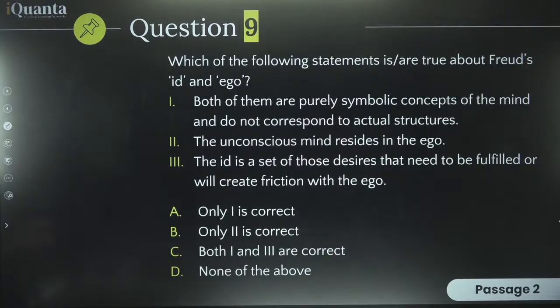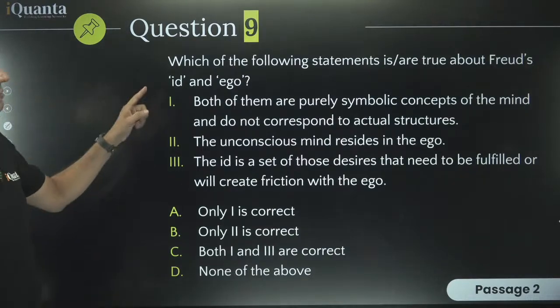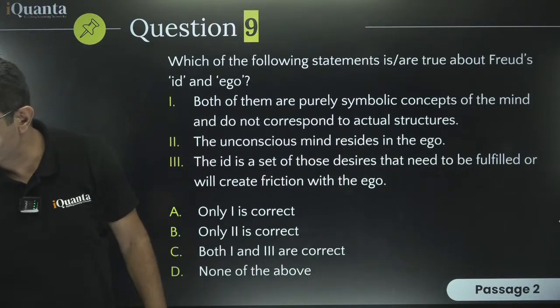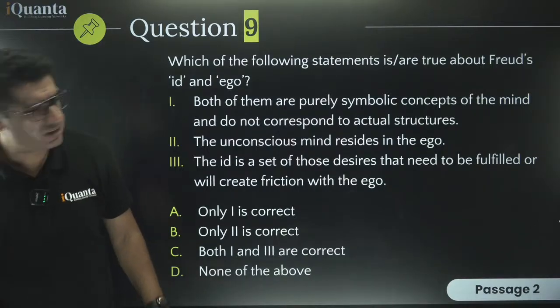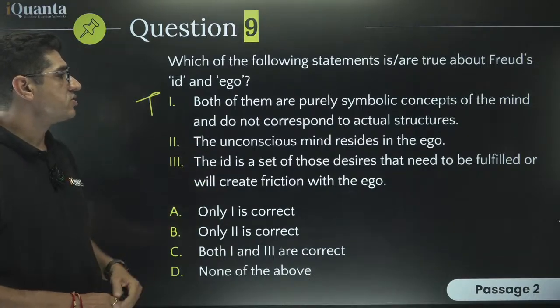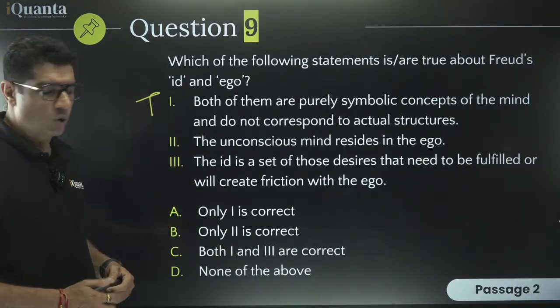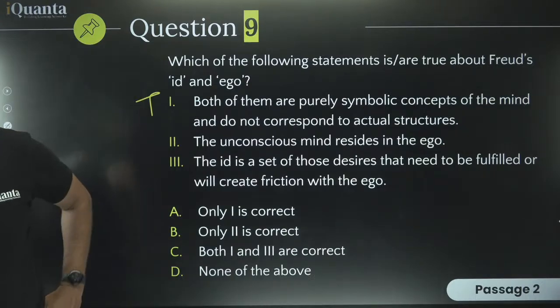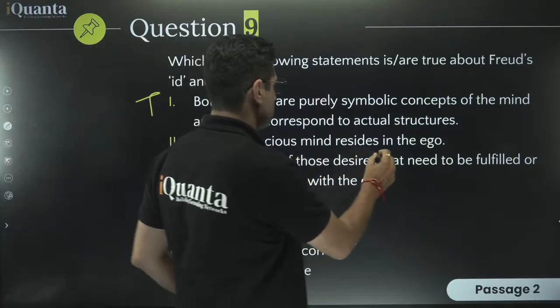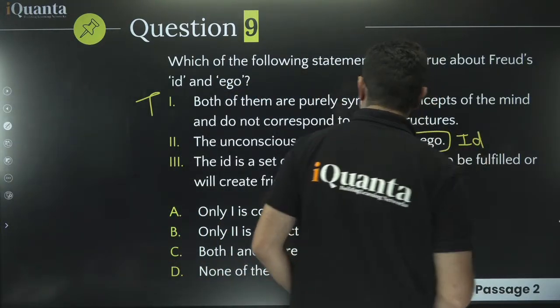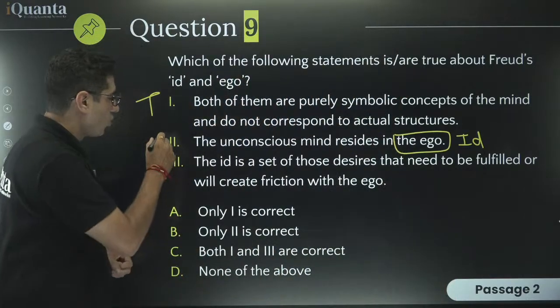Okay, so let us check. Let us start. First, both of them are purely symbolic concepts of the mind and do not correspond to actual structures. So most of you have picked up C, which means that A is true, that's fine. The unconscious mind resides in the ego. What do you say? It is the id. The unconscious mind is connected with id and not ego.